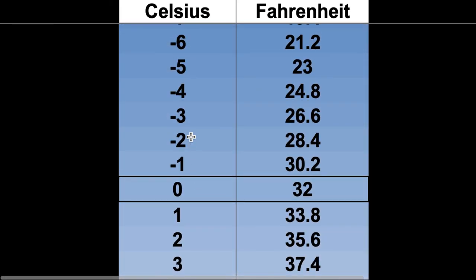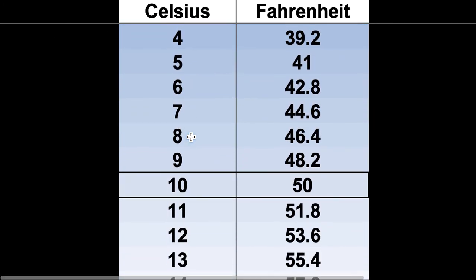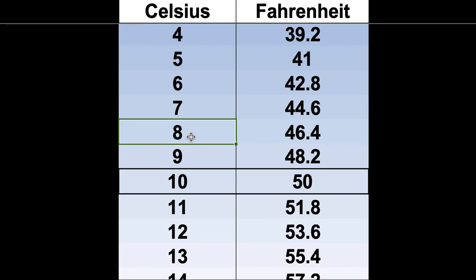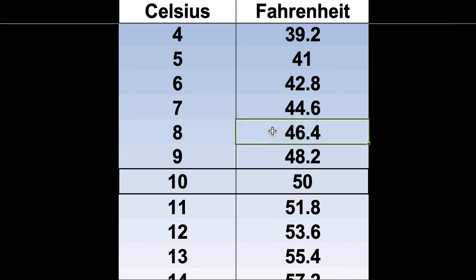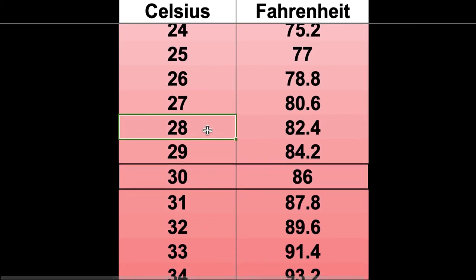I will just randomly scroll and show you a few examples. Okay, so I will scroll now, and I get to 8 degrees. As I said, we know 10 is 50, it's 2 below. So you subtract 2 times 2 is 4, so 50 minus 4 is 46. It's really that simple, okay? I'll do another one. You keep scrolling. Looks like I got 28. Again, we know 30 is 86 because that's one of the two numbers we need to memorize. You subtract 4, 86 minus 4 is 82.